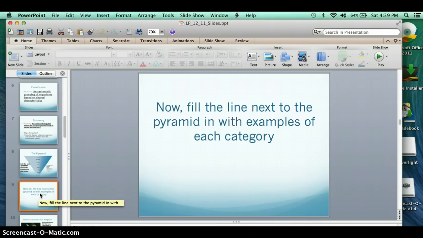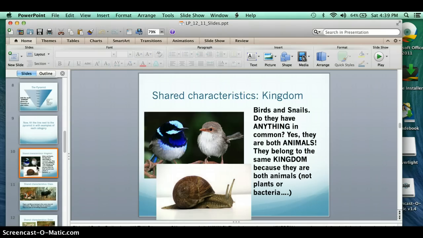Okay, now you're going to fill the line next to the pyramid in with examples of each category. So we're going to start with kingdom. Domain is like this huge category. We're going to move to kingdom, okay? So birds and snails, they're actually in the same category of kingdom. They're in the same kingdom.